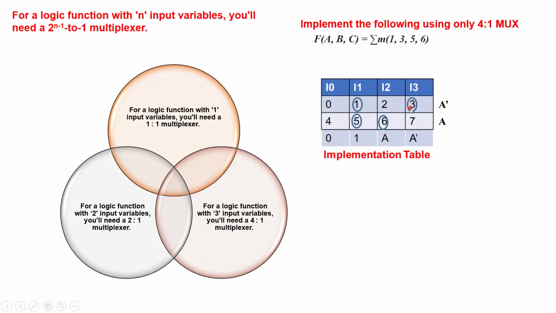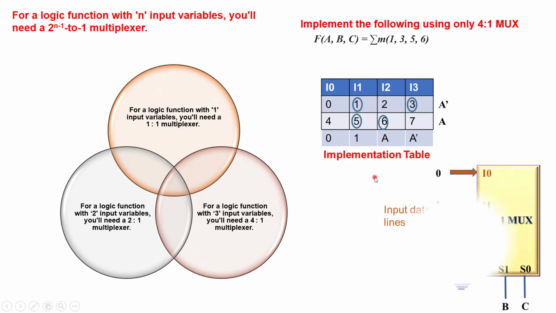After finishing this entry and circling the minterms required, what you observe is for the I0 input data line of 4:1 MUX, there is no minterm to be selected. So you mark it as 0. Therefore, it means I0 input data line of the 4:1 MUX should be connected to logic 0.